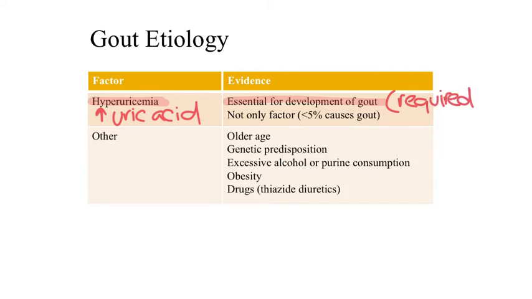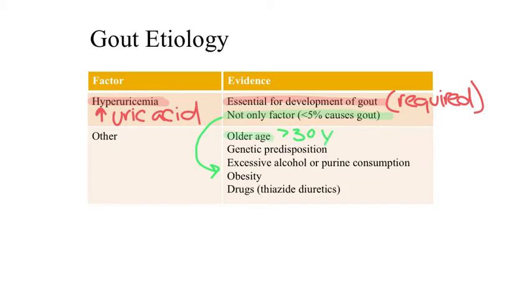However, it is not the only factor that leads to the development of gout, because only about 5% of cases of hyperuricemia go on to develop gouty arthritis. And therefore, there are some other environmental and external factors that contribute to the development of gout in individuals with hyperuricemia. Those factors include things like older age, and specifically age over 30 years.